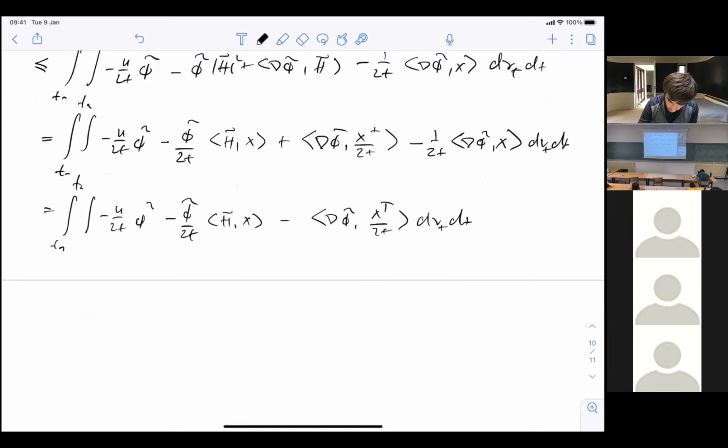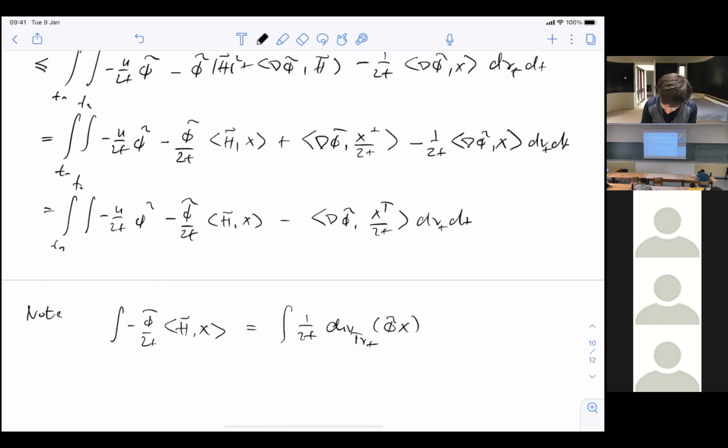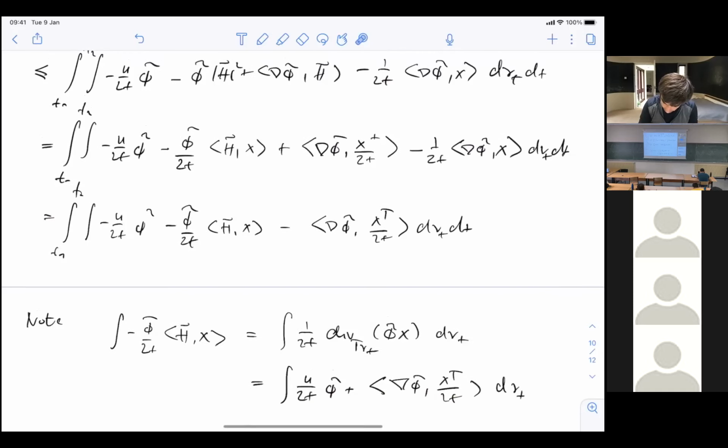But now, again, we use integration by parts on this term. So we have the integral of minus phi twiddle divided by 2t hx. This is the same as 1 over 2t the divergence over d nu t of phi twiddle x, d nu t. And this we can compute. When the divergence falls on the x, this gives the dimension. This is n over 2t times phi twiddle, plus now we get gradient of phi twiddle times x tangential, or tangential gradient, over 2t d nu t. But you see, these two terms cancel exactly these two terms.